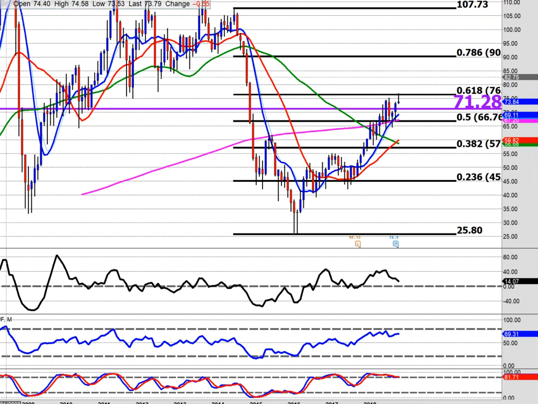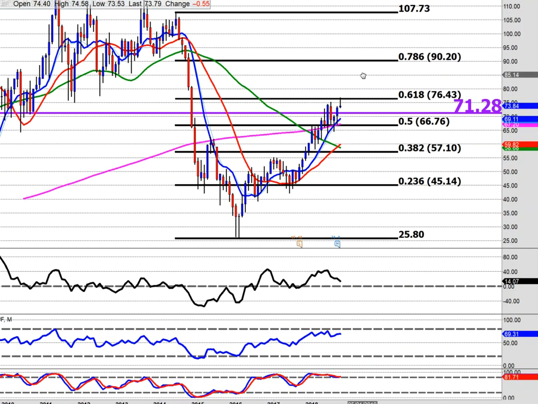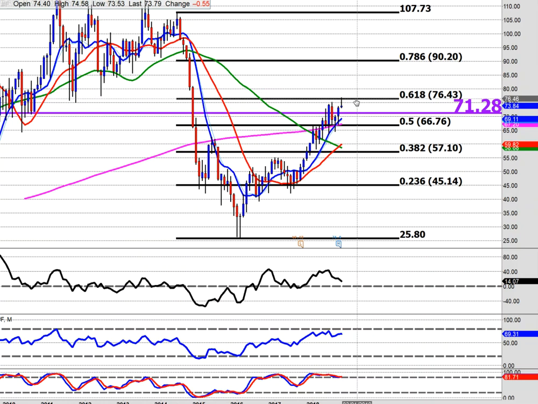And there you have it. But if you see what it did, as soon as it hit that 61.8 fib, which is at 76.43, and we got to 76.90, you can see how quickly that rushed lower.